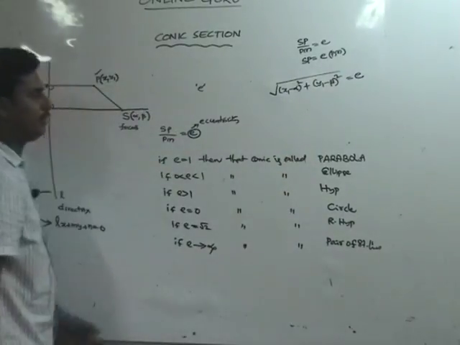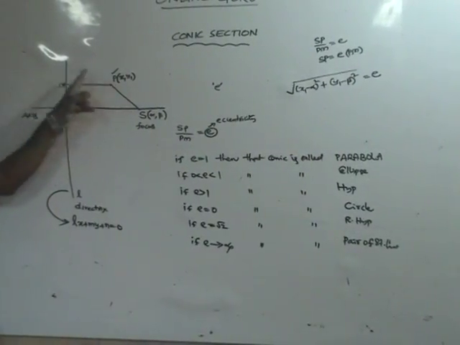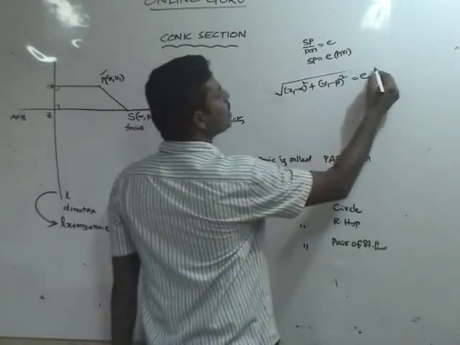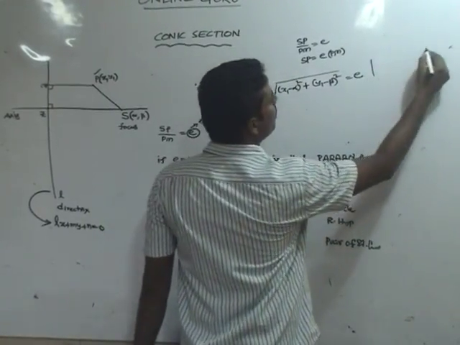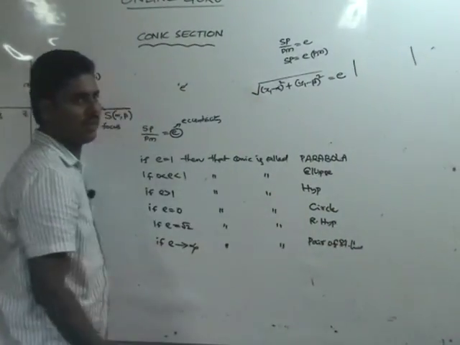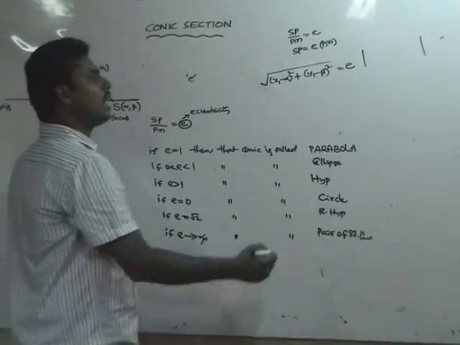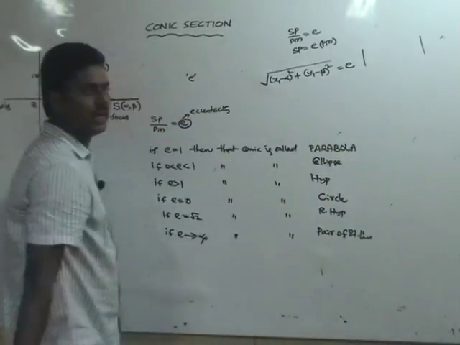What about PM? PM means the perpendicular distance from P x1 y1 to this directrix, that is Lx plus My plus N is equal to 0. Already we know the perpendicular distance from P x1 y1 to the given line Ax plus By plus C is equal to 0 is nothing but the modulus of Ax1 plus By1 plus C by the square root of A square plus B square.